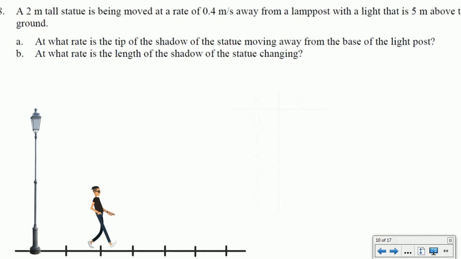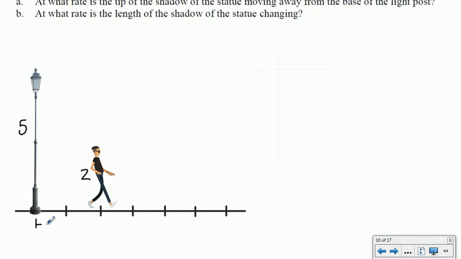So it would be a good idea to start by identifying what we know and what we don't know. We know this lamppost is 5 meters tall. We know the statue is 2 meters tall. I'm going to call the distance of the statue from the lamppost x, and the distance of the shadow from the lamppost y. So light from the lamppost will form a shadow when it interacts with the statue like that. And this distance we'll call y.